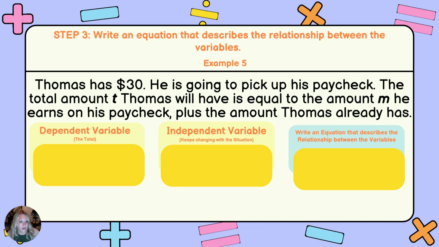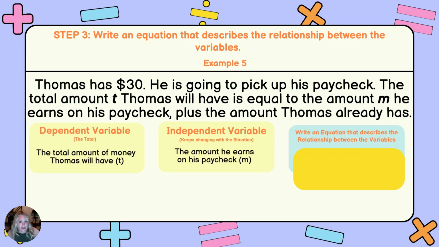Here's our example. Thomas has $30. He is going to pick up his paycheck. The total amount T Thomas will have is equal to the amount M he earns on his paycheck, plus the amount Thomas already has. So the dependent variable, the total, is the total amount of money Thomas will have. Then the independent variable is the amount he earns on his paycheck.